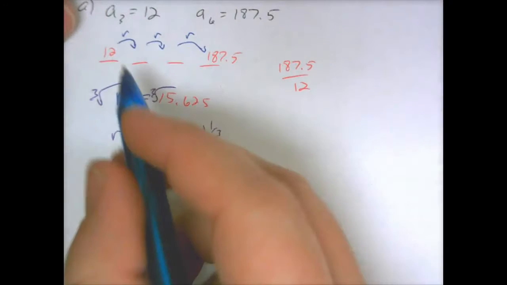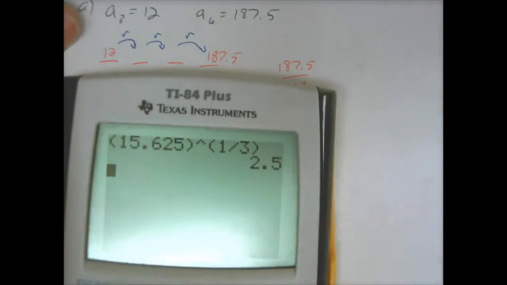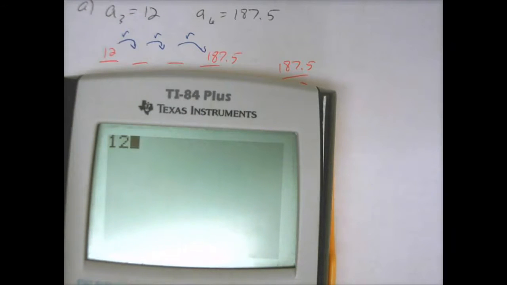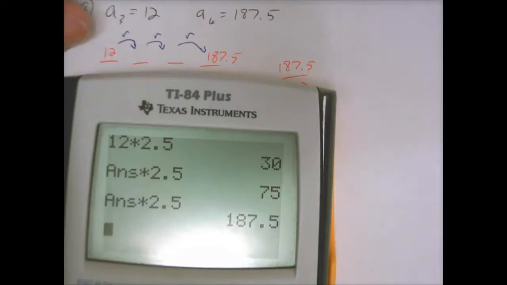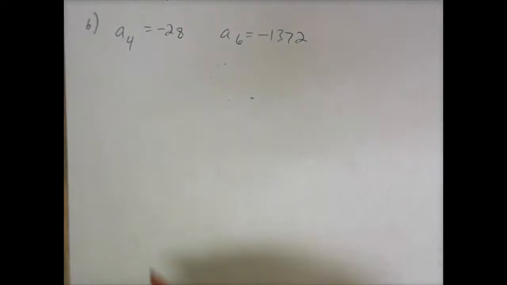And if you don't believe me, you can multiply 12 times 2.5. So let's see, 12 times 2.5. Do it again. Do it again. Hey, look, after 3 times of multiplying that number, I come out with 187.5. Yay.